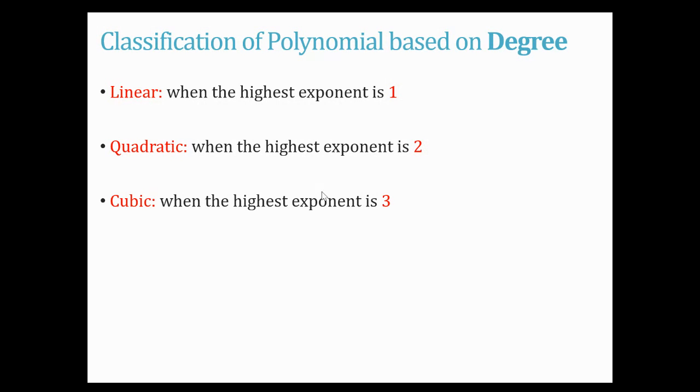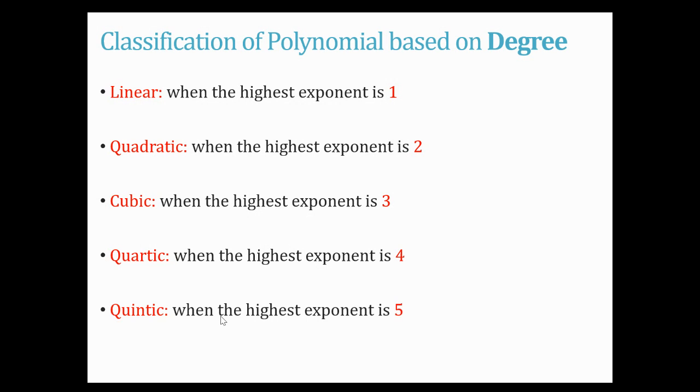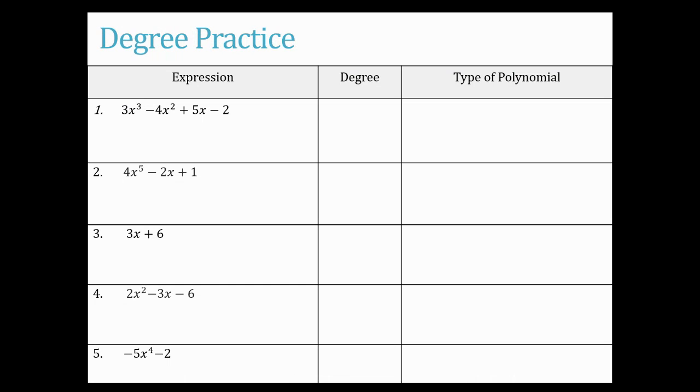When the highest exponent is 3, that's when we call it cubic, so cubed. Next, when the highest exponent is 4, we call that quartic. And when the highest exponent is 5, we call that quintic. There are many more after this, but we're going to stop here. Let's look at some examples.